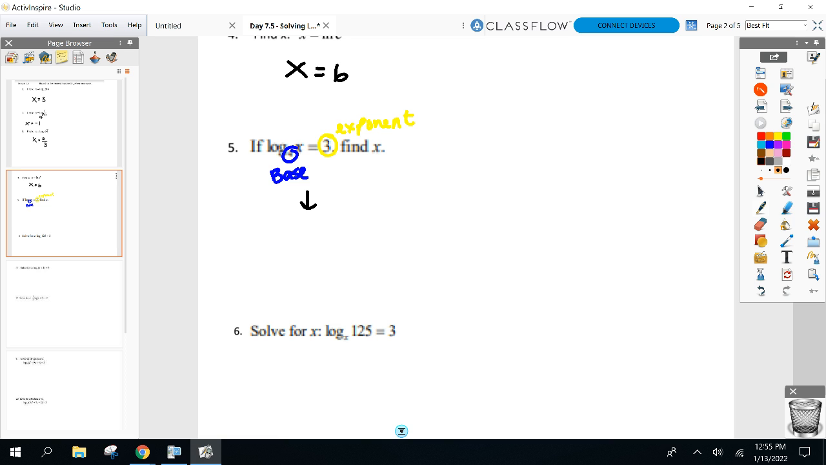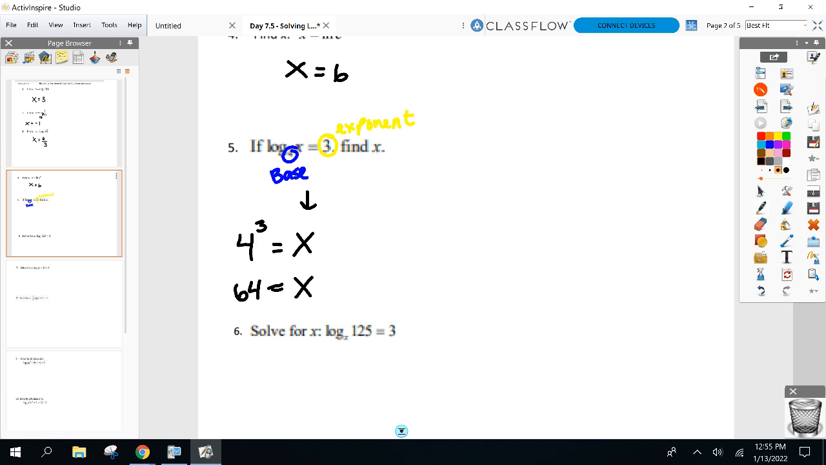What's my base? 4 raised to the 3rd equals now whatever's left over, which is, without the log, x. There you go. That's how I'm going to rewrite all these. Your base raised to your exponent equals what's left over. We're not overthinking this, are we? X equals 64. Hopefully we're not overthinking that.